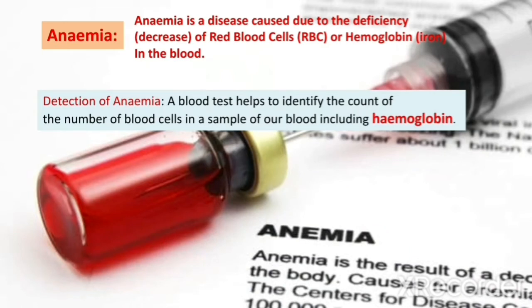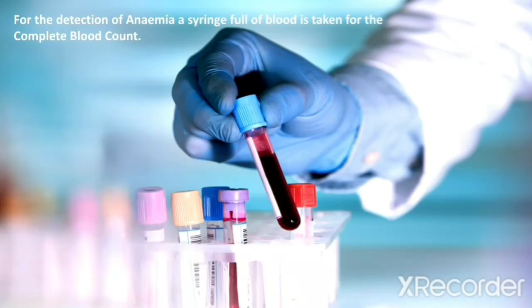Now, what is anemia exactly? Anemia is a disease caused due to the deficiency of red blood cells or hemoglobin in the blood. How can we detect anemia? A blood test helps to identify the count of the number of blood cells in a sample of our blood, including hemoglobin. For the detection of anemia, a syringe full of blood is taken for the complete blood count.